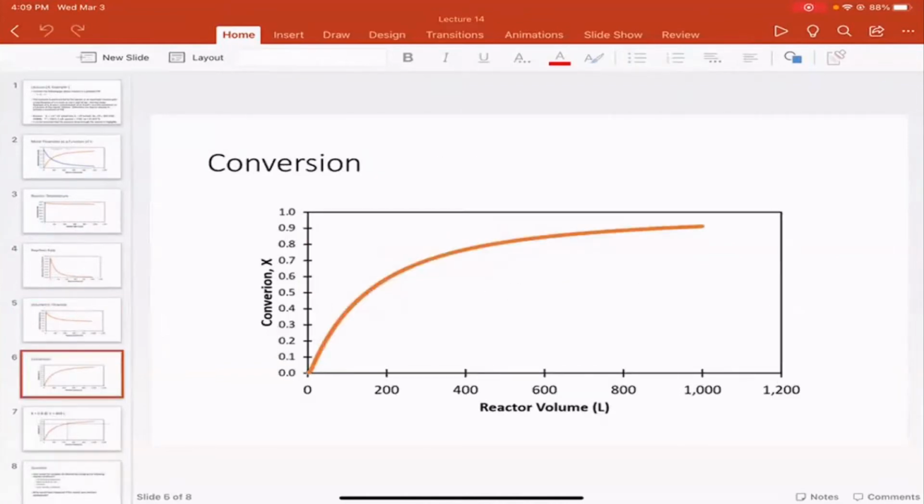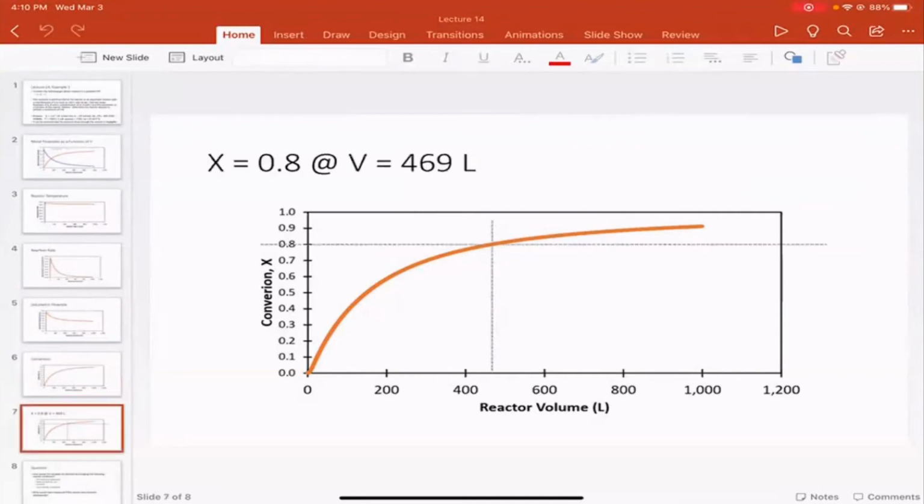And now if we look at the conversion, right at the inlet, we can see that the conversion actually goes up relatively quickly, right? It comes up over the first couple of 100 liters, and then it starts to level off once we get to 1,000 liters. Now, in this problem, we weren't just asked to plot the conversion. We were actually asked to find the volume that's needed to achieve a conversion equal to 0.8. And if you look at this, we can get it off the Excel file. We can read it directly off the plot, but that's 469 liters.